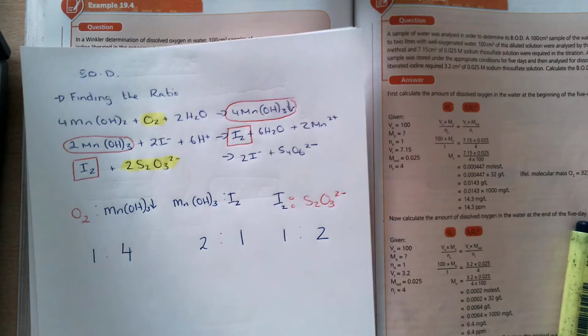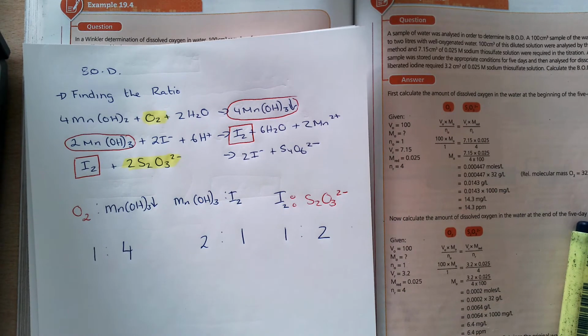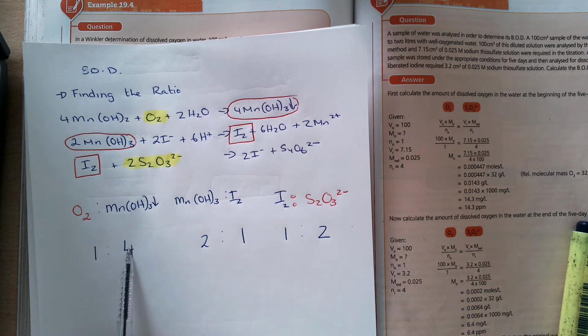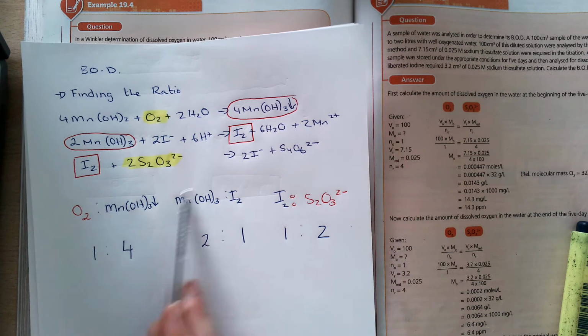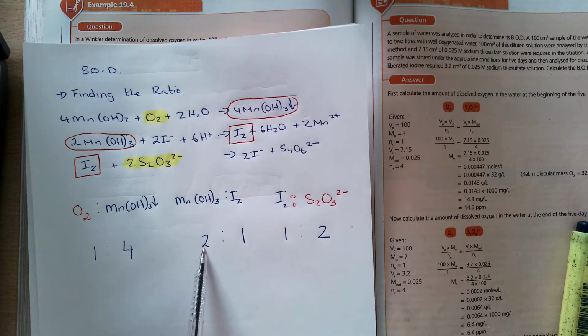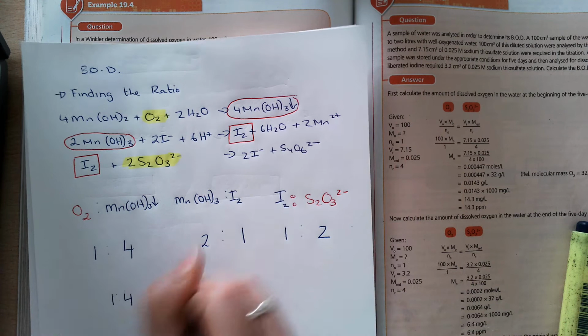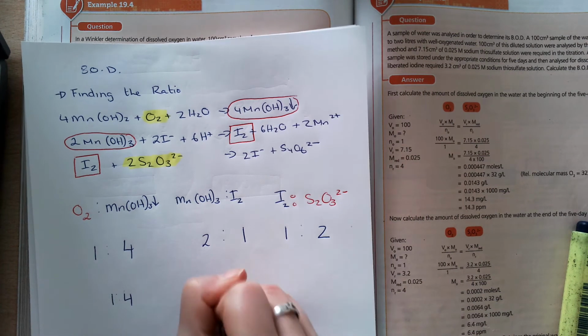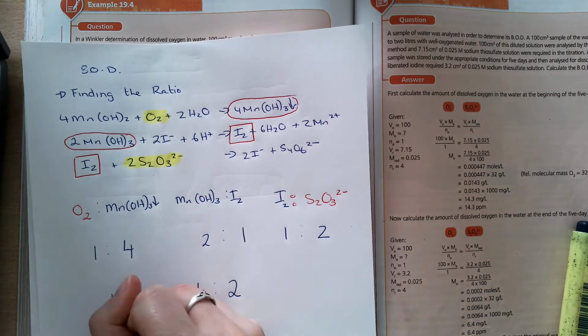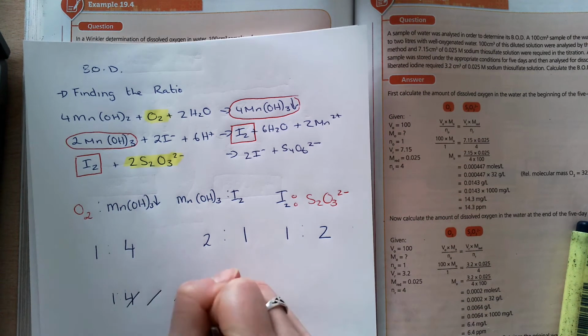Okay? And remember, when I look at this, my ones here have to be the same. So my Mn(OH)3 here has to cancel with this. So what do I have to do? I have to multiply this by 2. So 4 is to 2. And now they're gone. Okay?